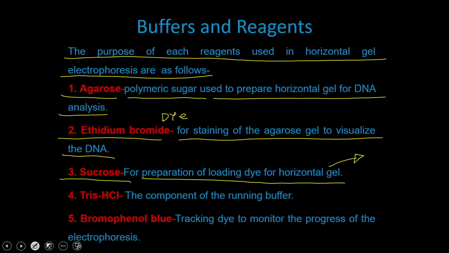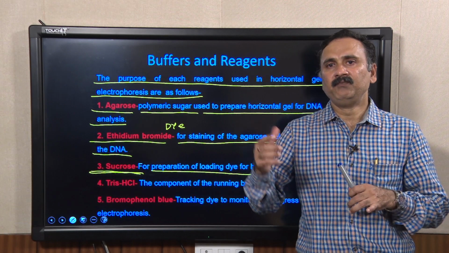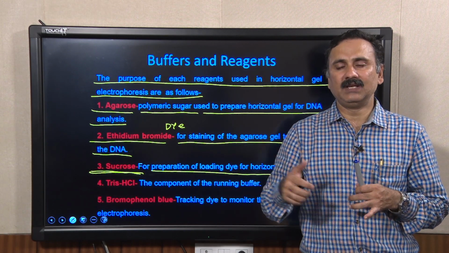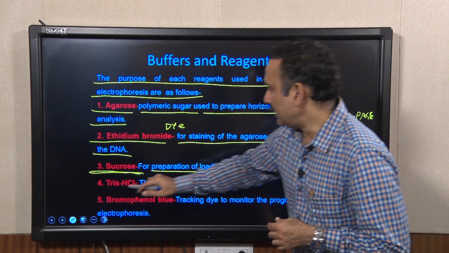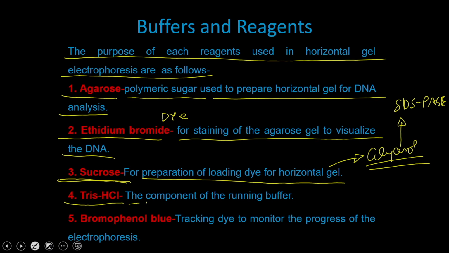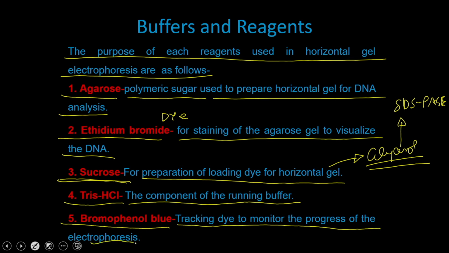If you remember, we were using glycerol in the case of SDS-PAGE. So, you have a choice: either you use glycerol or sucrose. The purpose is that you want to provide a high density solution, so that whatever you load into the gel will remain within the gel. Then you require Tris-HCl, a component of the running buffer, and then you require bromophenol blue, a tracking dye to monitor the progress of the electrophoresis.